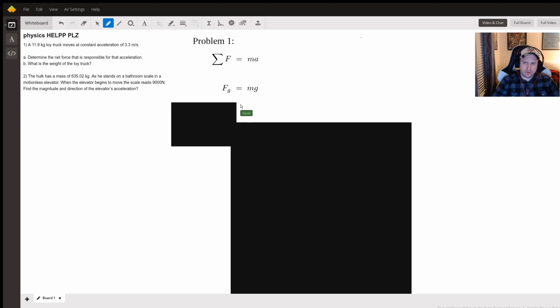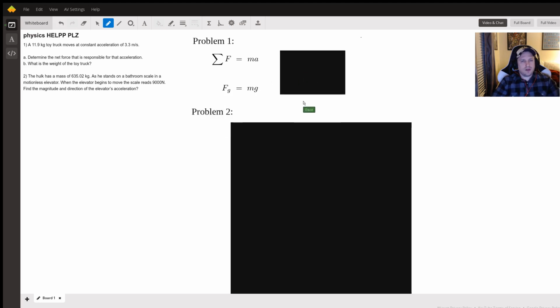Some textbooks list this as like 9.8 meters per second squared. Some list it as 9.81 meters per second squared. So it just depends on what value your classroom teacher is using in terms of how you calculate that number.